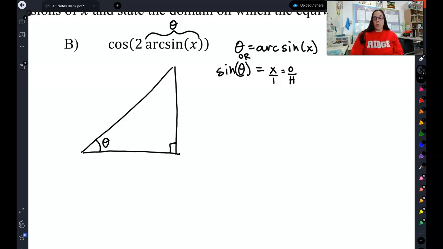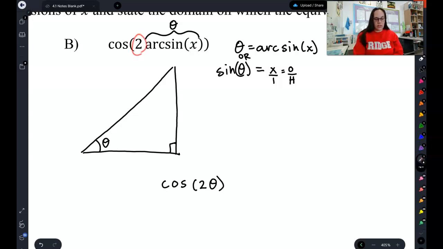Then think of what you now have left. We have cosine of 2 theta. Don't forget that 2 chilling in front. So what I want you to do is use one of your double angle identities we learned last chapter to change this into one of your double angle identities, and then use the triangle to answer it. So pause the video, think on that a little bit, and then we'll come back to check and see how you did.